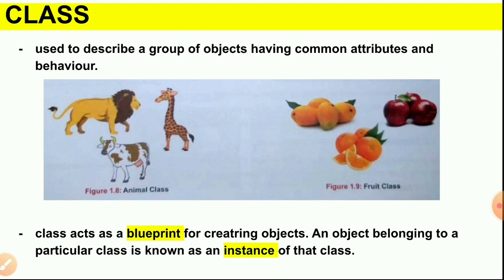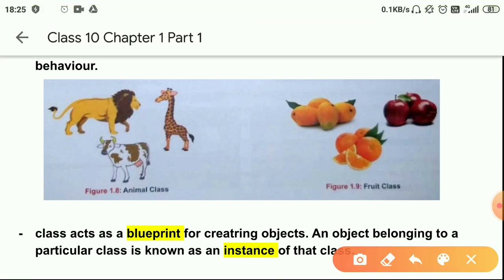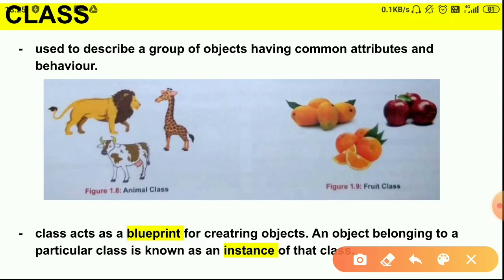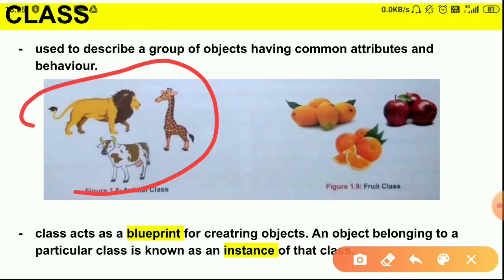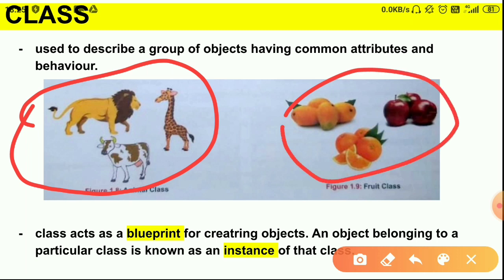Class is used to describe a group of objects having common attributes and behavior. So what does this statement mean? If you look at the diagram, we have got two classes here, animal class and fruit class. So we have the animal class and the fruit class.